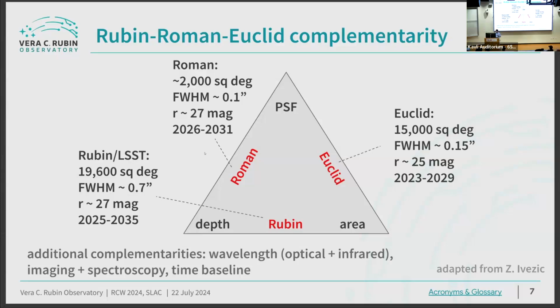I won't go through and read every single number on here in the interest of time, but there are also additional complementarities that aren't captured in this diagram. For example, wavelengths. Rubin is optical, red optical, but you can add in infrared by bringing in Roman and Euclid. There's also imaging plus spectroscopy. Both Roman and Euclid have spectroscopic capabilities, whereas Rubin does not. And then time baseline: Rubin LSST has a super unique aspect where it's very wide area, but also extremely high coverage in terms of revisits to every sky location in the survey.